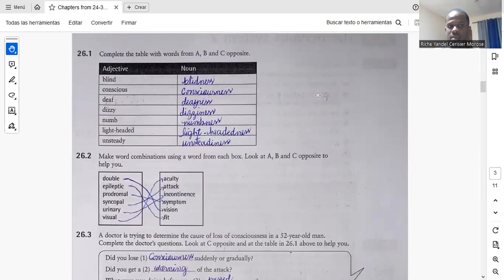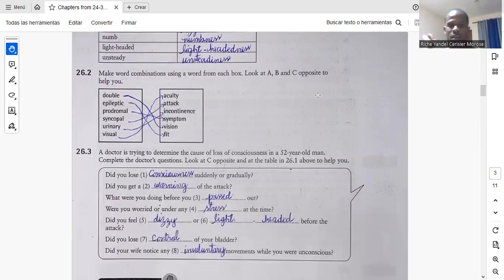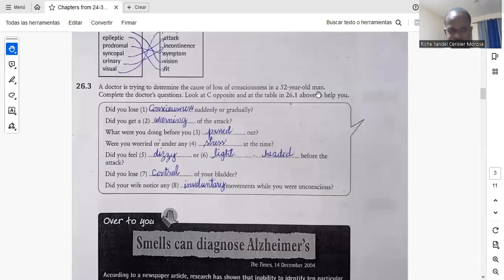Next page, complete the table. Blindness, consciousness, deafness, dizziness, numbness, lightheadedness, unsteadiness. Next, make the word combinations. Double vision, epileptic fit, tremor, symptoms, panic attack, urinary incontinence, visual acuity.